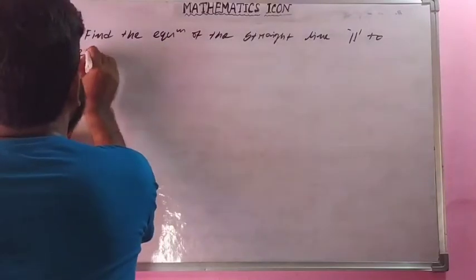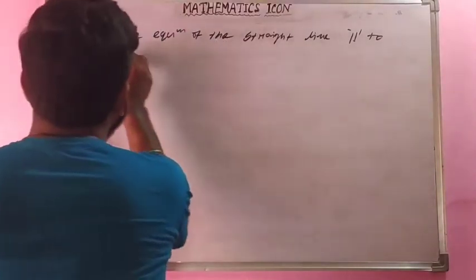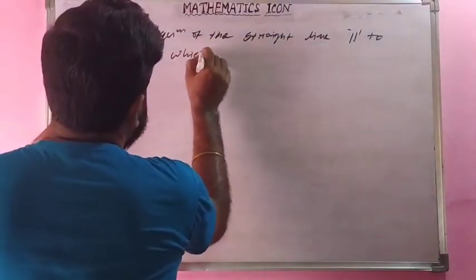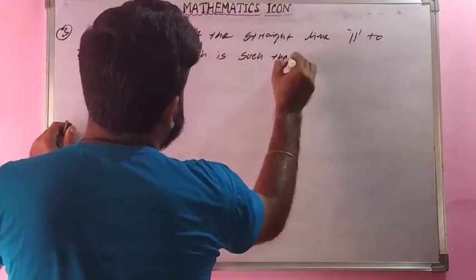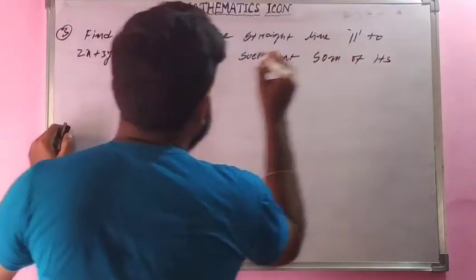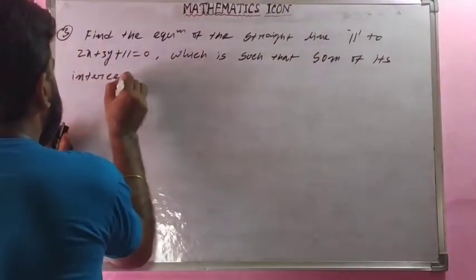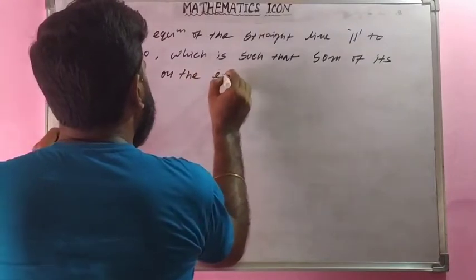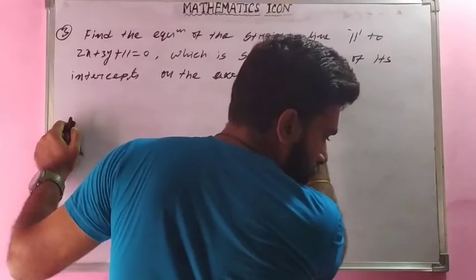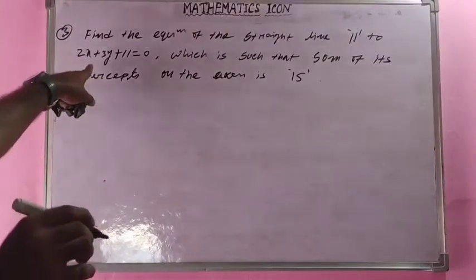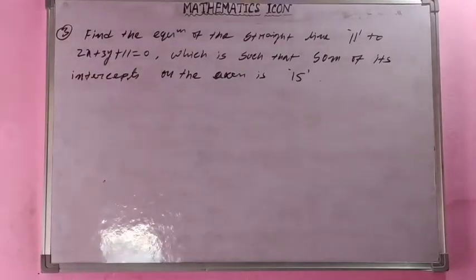twice x plus thrice y plus 11 equals 0, which is such that the sum of its intercepts on the axes is 15. Now you need to find the equation of the straight line which is parallel to this line, and which is such that the sum of its intercepts on the axes is 15.